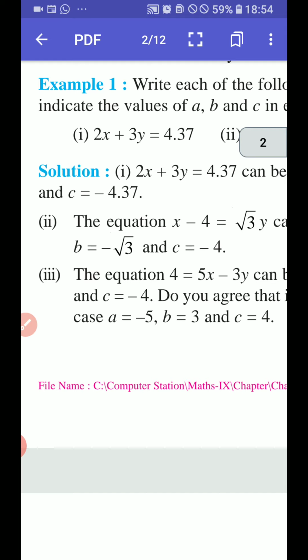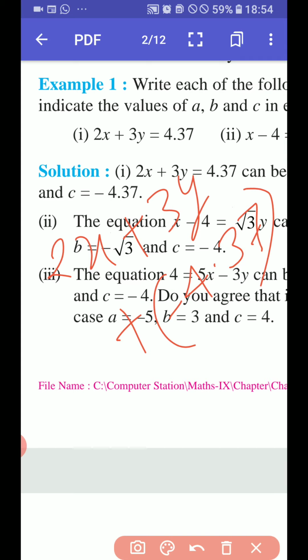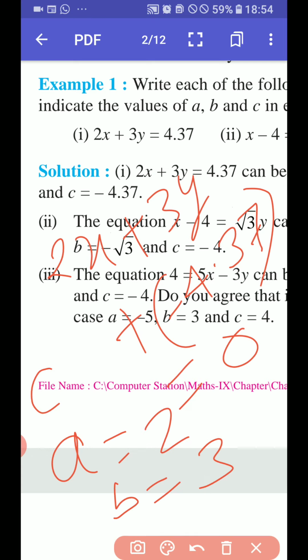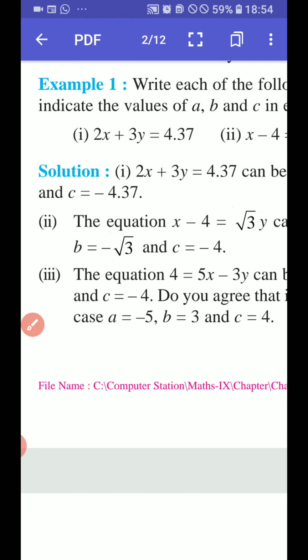The first part, 2x plus 3y equal to 4.37, very simple question. You can write like that: 2x plus 3y plus minus 4.37. When you bring the constant to the left hand side, the sign will be changed, equal to 0. After comparing with ax plus by plus c, a equal to 2, b equal to 3 and c equal to minus 4.37, right? Okay, like that you can just convert the rest of the parts.